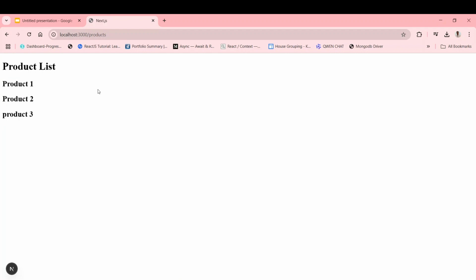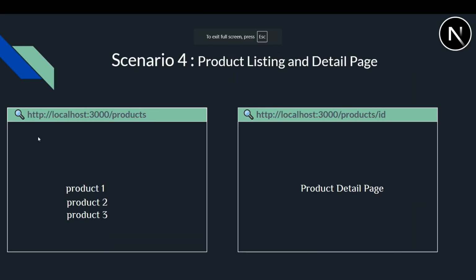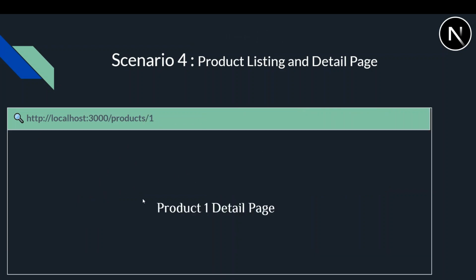Then we can say that this first route is created successfully. Let's move on, where you can see that localhost 3000/product has been created successfully. Now we can create localhost 3000/product/ID, for example 1, so that the product 1 detail page should be created. So let's create this particular route in our Next.js application.